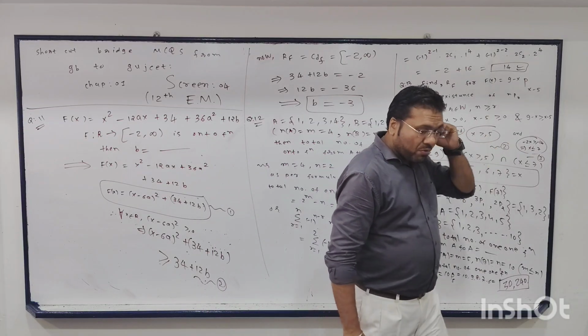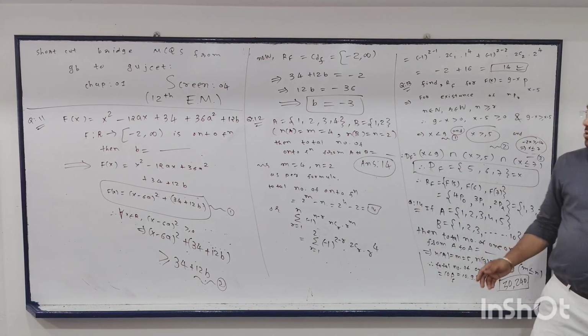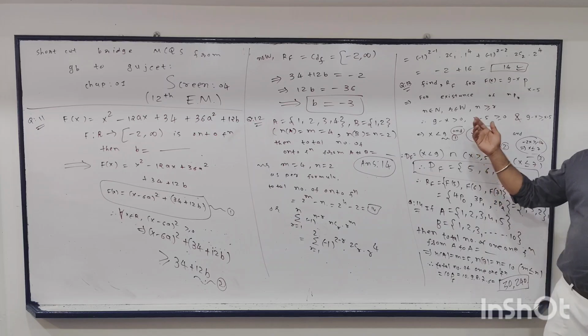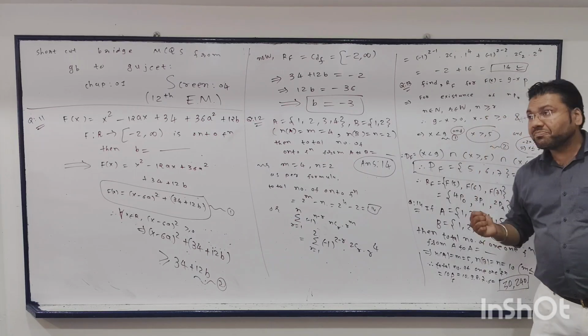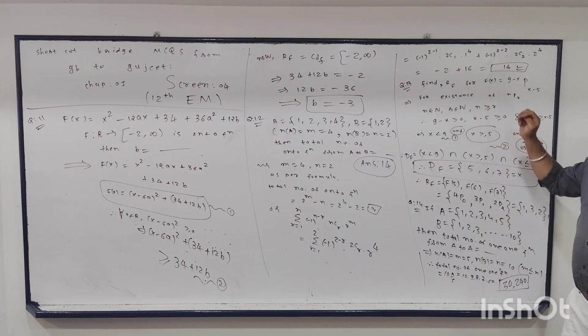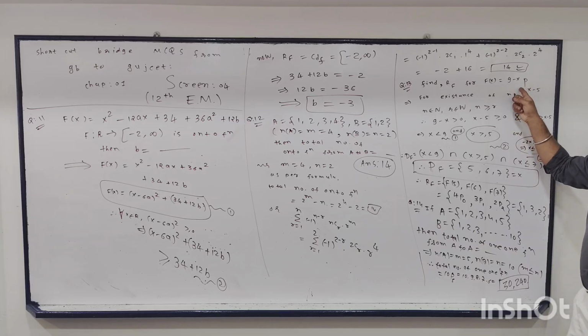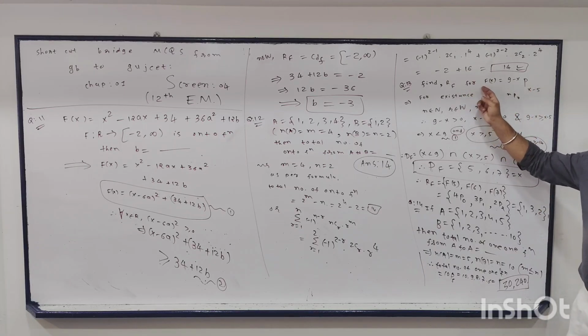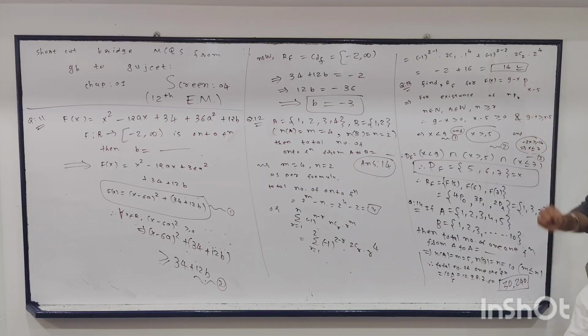Right? Now, question number 13. It is also the most important MCQ that can be asked in GUJCET. F of x is given by 9 minus x P x minus 5. Then what will be the range of the function for this f of x?